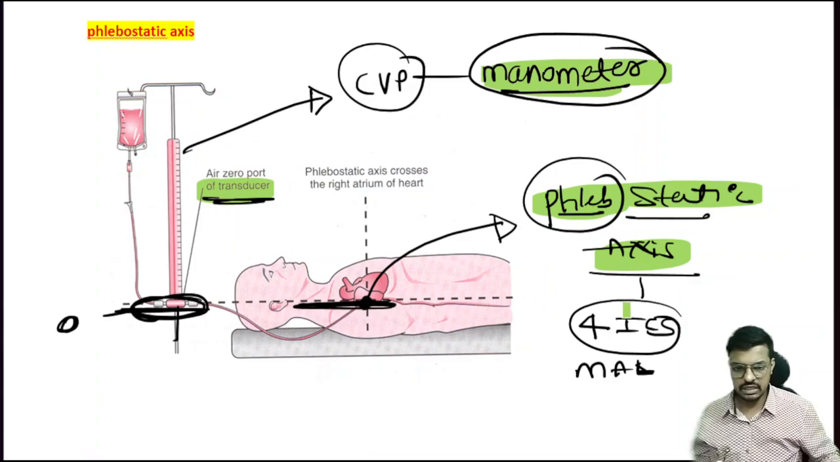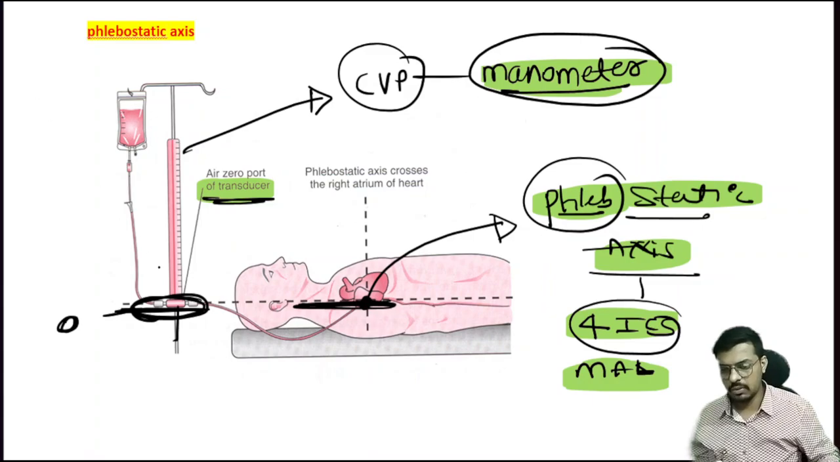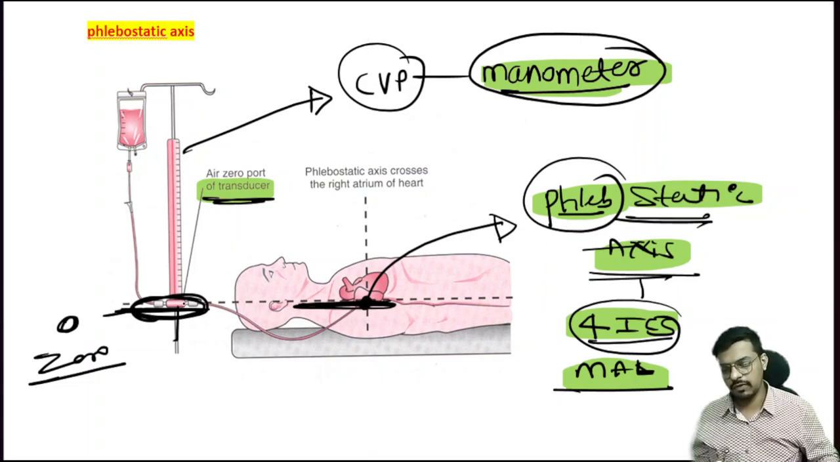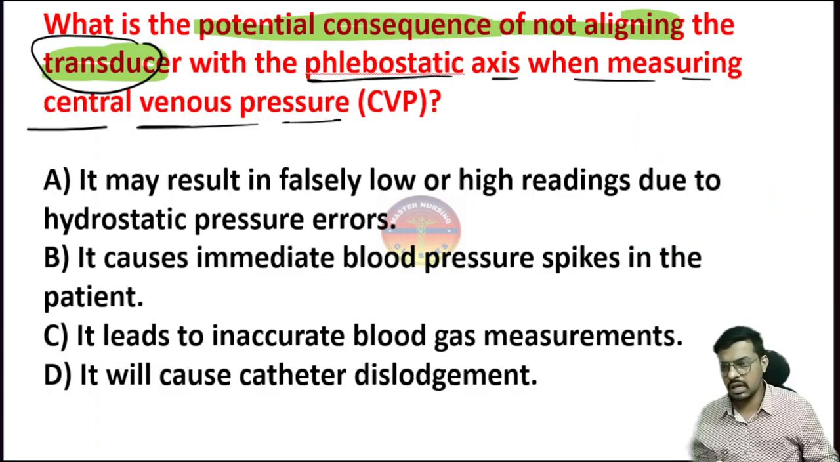So this is the exact location of our phlebostatic axis, and our transducer, or the zero of this manometer, should be at the level of the phlebostatic axis, or at the level of the fourth intercostal space, mid axillary line. It is very, very important. What happens if I keep this zero above or below the phlebostatic axis? It will give falsely high or low readings.